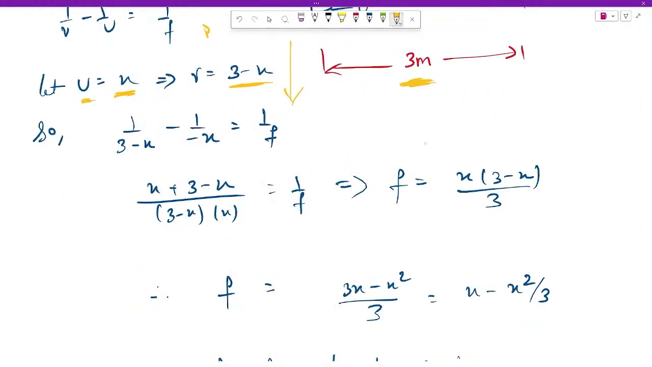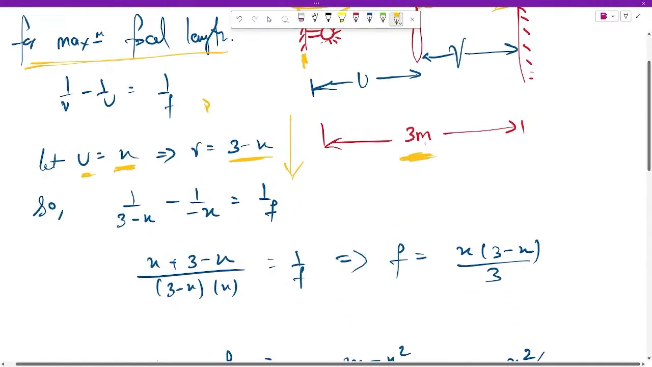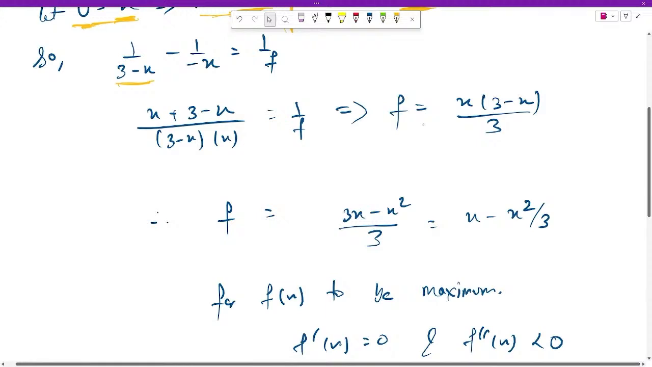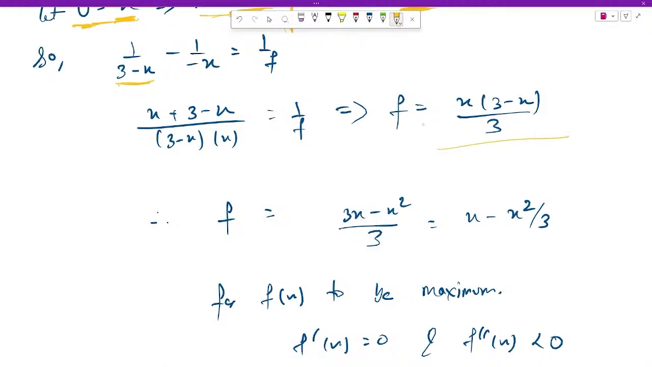1 by v becomes 1 by 3 minus x, and since the screen is on the right hand side, it is going to be positive, so it would be 3 minus x. Minus u is on the left side of this lens, so it is going to be negative. So I have substituted 1 by minus x equals 1 by f. So using the values u equals x and v equals 3 minus x, we have substituted the values over here in this lens equation. Now solving for f, we get the value of f as x times 3 minus x by 3.